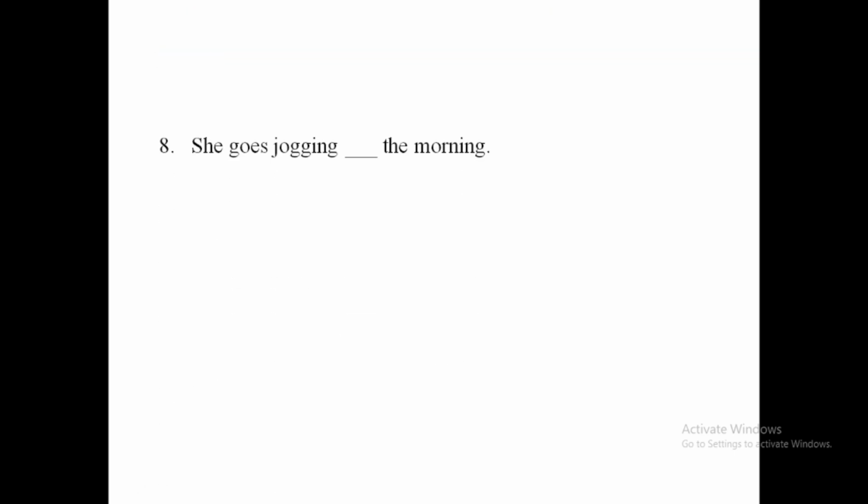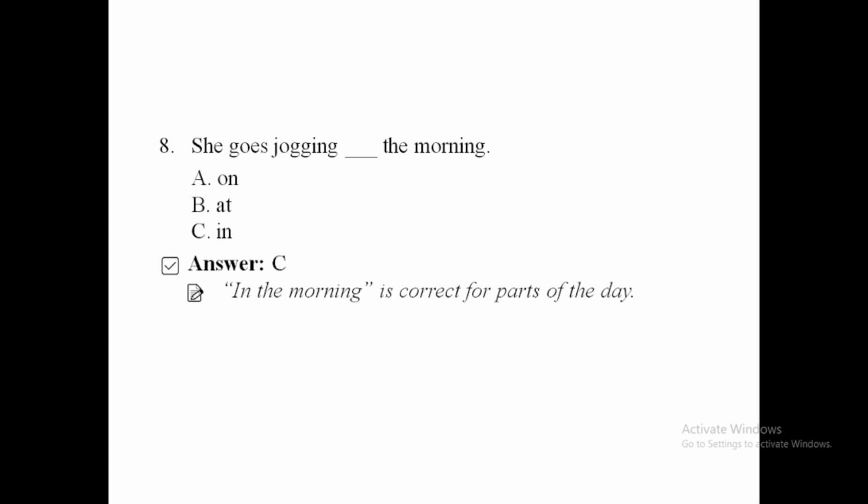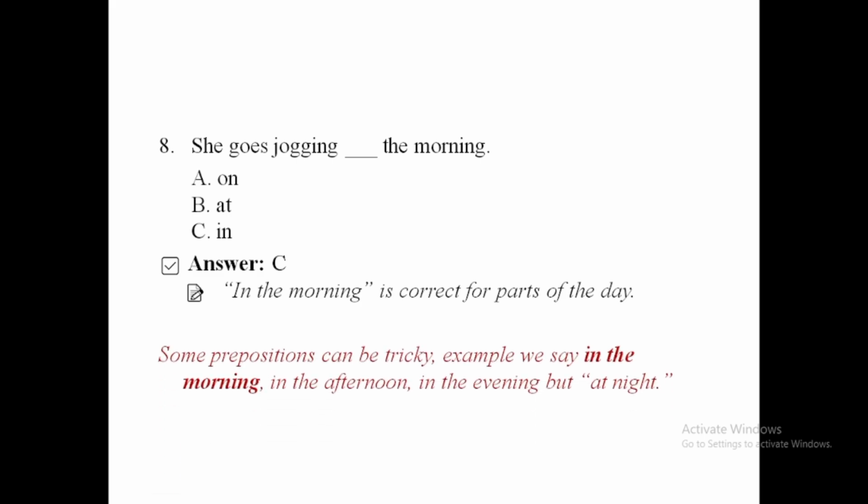Question number 8. She goes jogging blank the morning. A. On. B. At. C. In. The answer is in. In the morning is the correct form for parts of the day. Some prepositions can be tricky, as we have said previously. Example, we say in the morning, in the afternoon, in the evening, but at night.